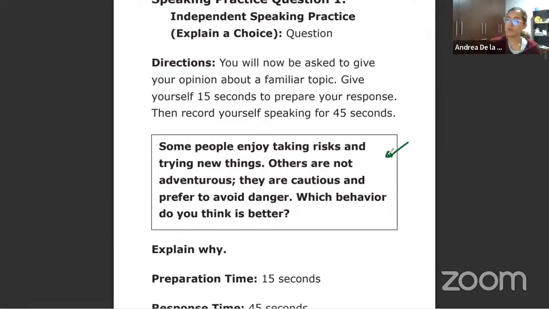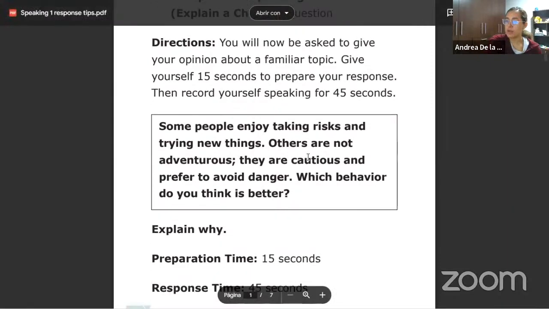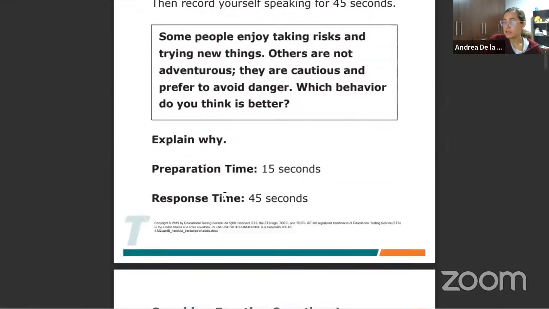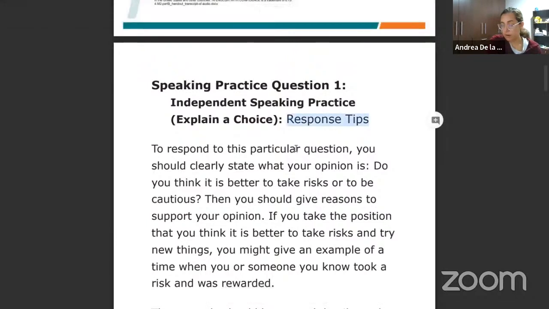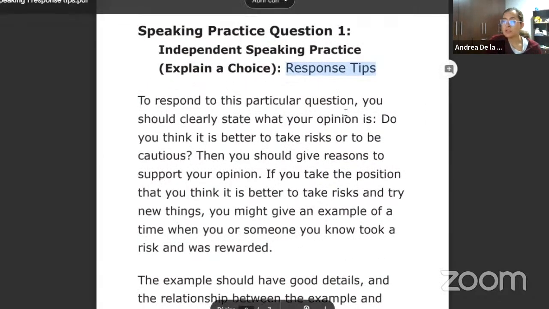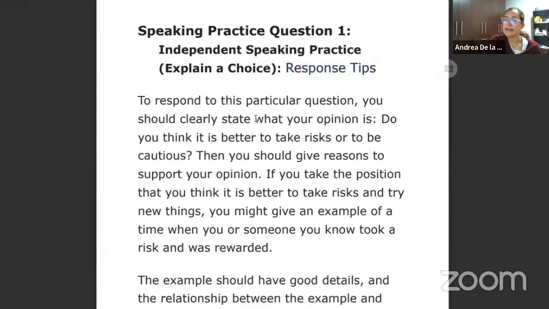Okay, so actually we answered this question yesterday, right? I don't know which one, but some of you answered this question. So let's see what the tips from the ETS are. They say to respond to this particular question, you should first clearly state what your opinion is. This is obviously the introduction, right? So do you think it is better to take risks or to be cautious? Clearly state your opinion first.